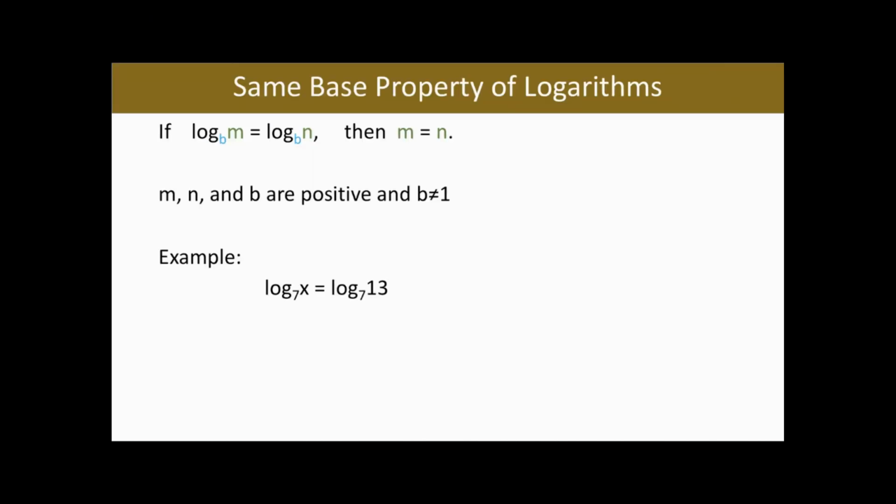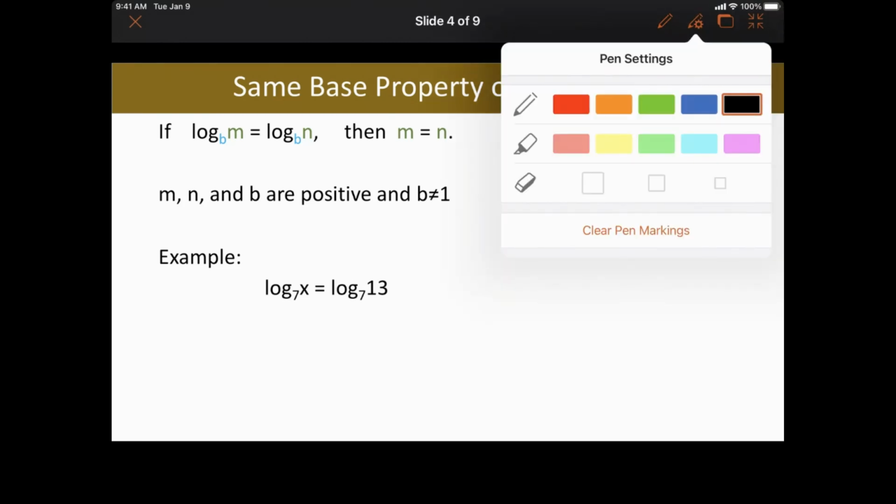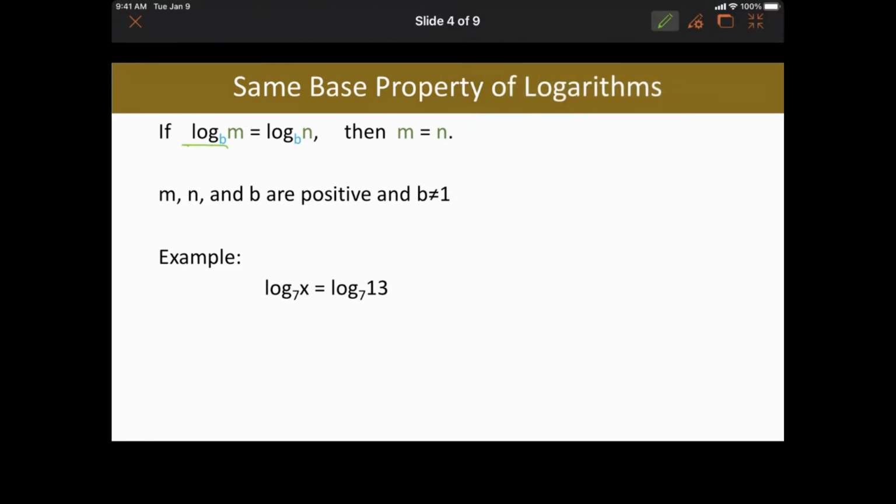All right, so same base property of logs. Now this is different, these types of equations, because if you're looking here, you can see there's a log on the left and a log on the right of the equal sign. And the base is the same. So if you have a single log on each side of the equation, then the arguments are equal to each other. That's similar with exponential functions with the same base: the bases are the same, then the exponents are equal. If the bases are the same, then the arguments are equal.